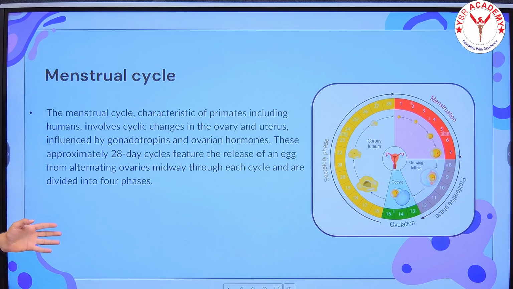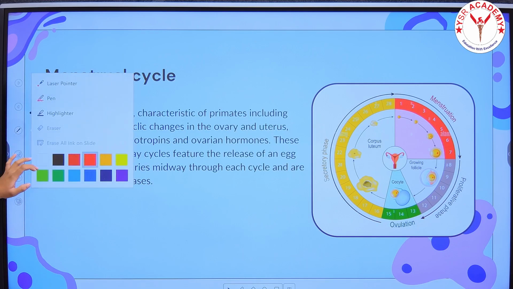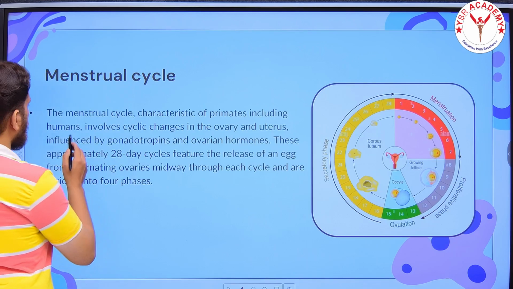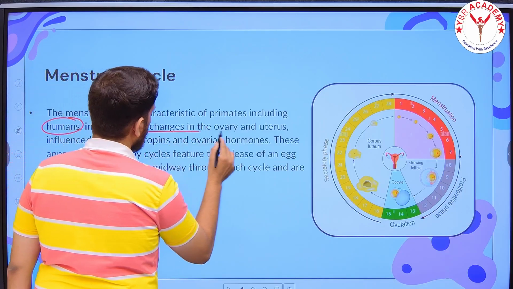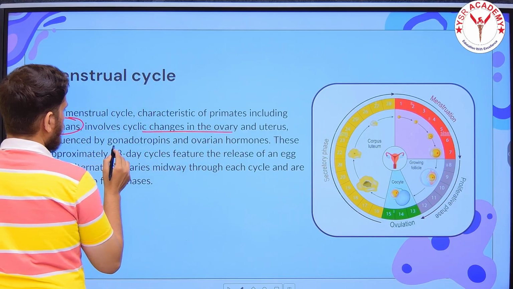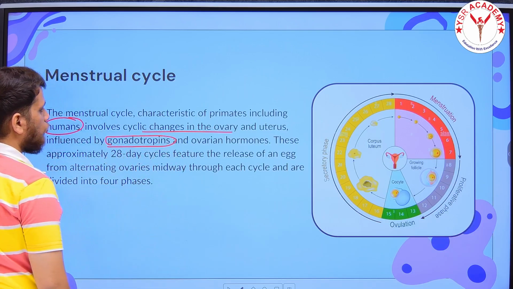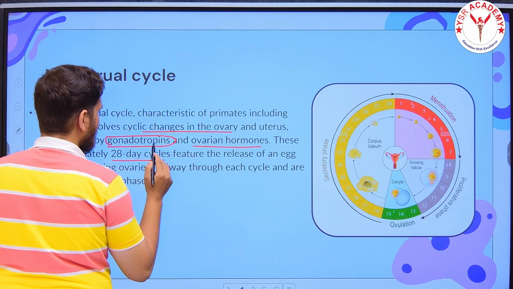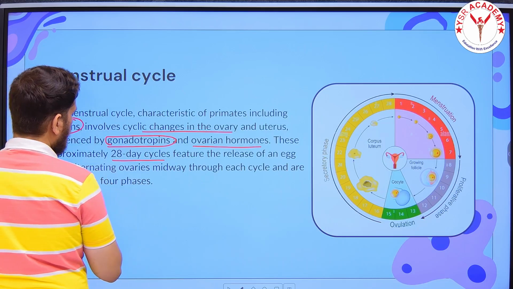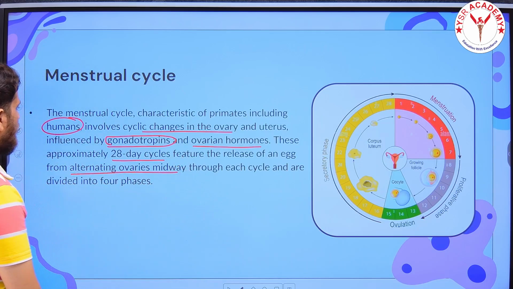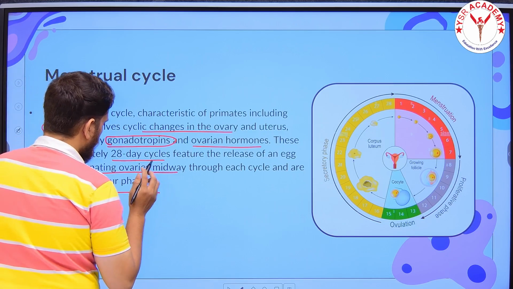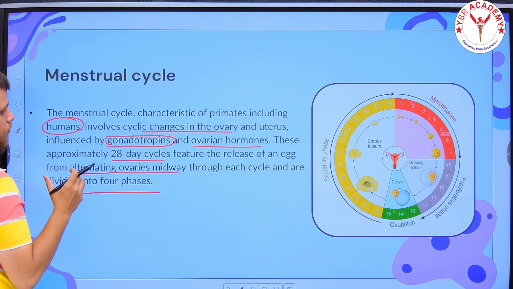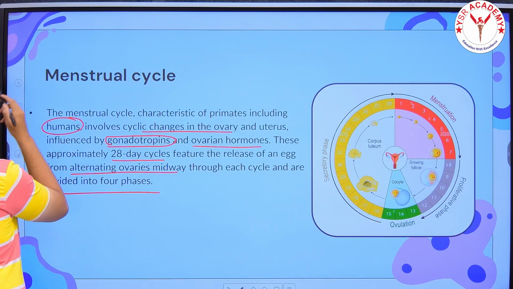As we all know, we are a bit familiar with this because we discussed in the previous lecture that the menstrual cycle, which is a characteristic of primates, one of the important features, including humans, involves cyclical changes in the ovary and the uterus, influenced by a group of hormones called gonadotropins and ovarian hormones. This approximately 28-day cycle features the release of an egg from alternating ovaries midway through each cycle and is divided into 4 phases. So basically we have 4 phases in a total of 28 days.